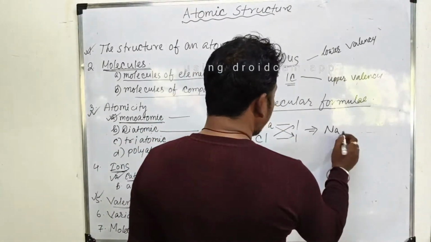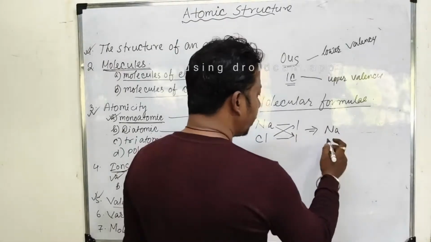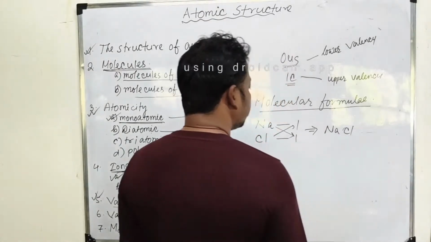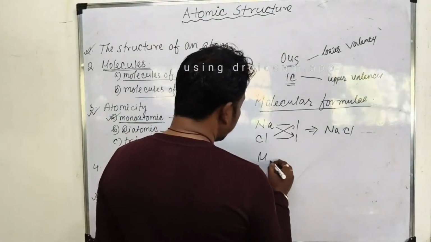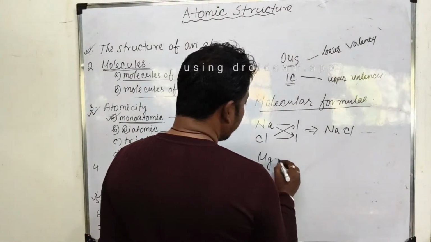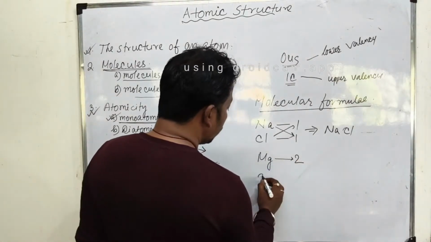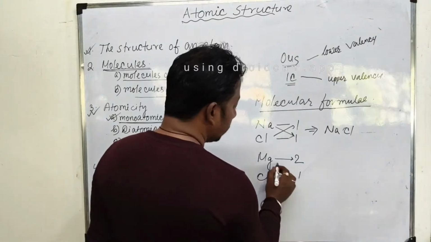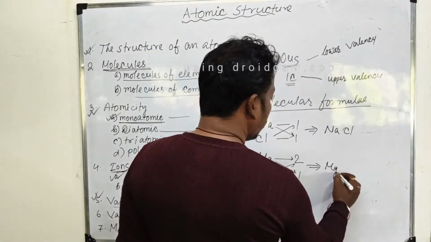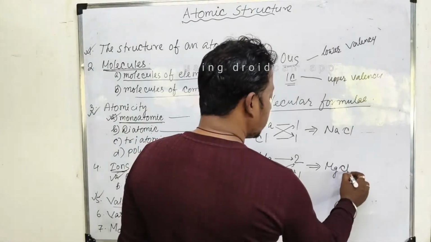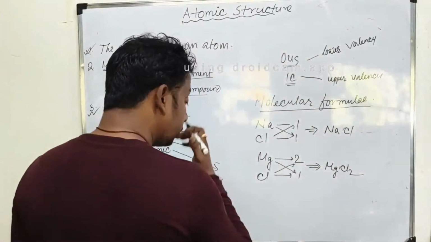That is Na1, 1 is no need to write here, Cl. Clear? Magnesium chloride. Magnesium valency is 2. Chlorine valency is 1. So cross it. That is Mg1, no need to write here, Cl2.